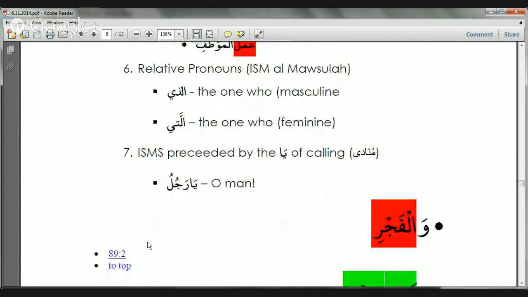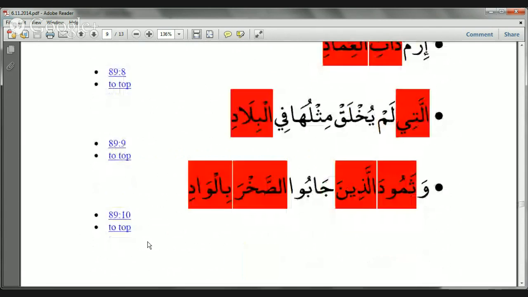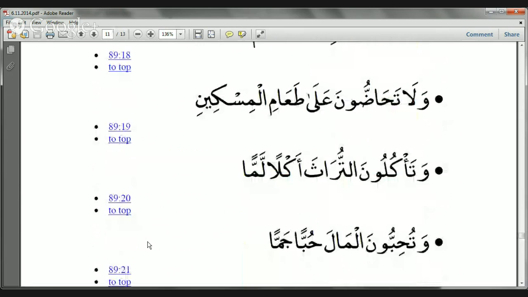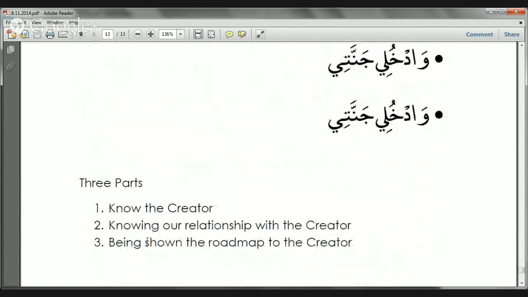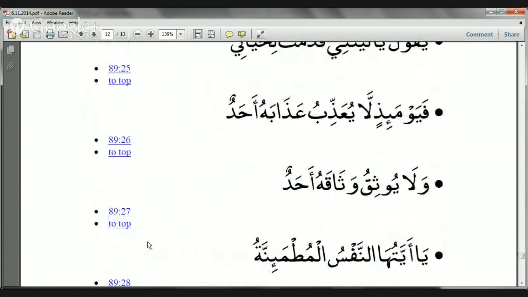And number 7, isms preceded by the ya of calling. Ya rajulu. When there's a ya on it, number 1, it loses tanween. Number 2, it is considered proper. And I went through all these Quranic examples. Any questions? Okay. Let's go over the homework.